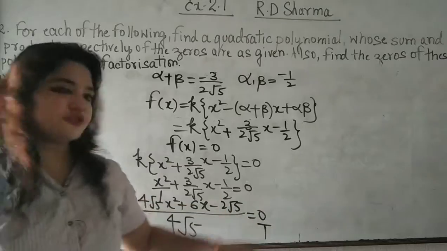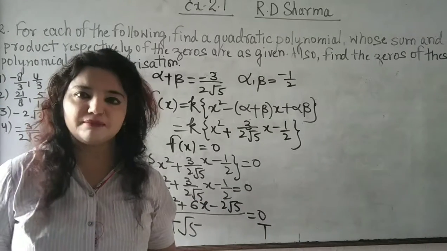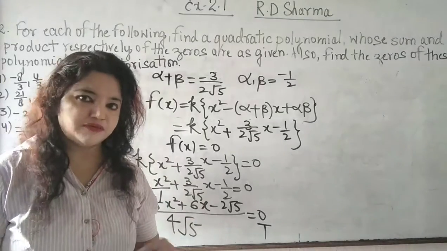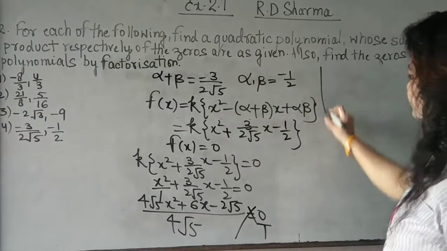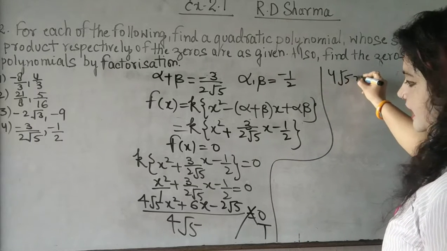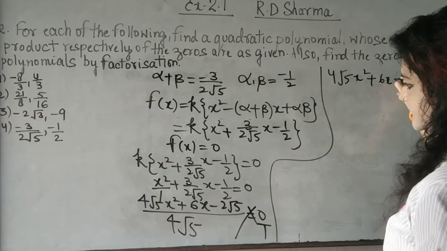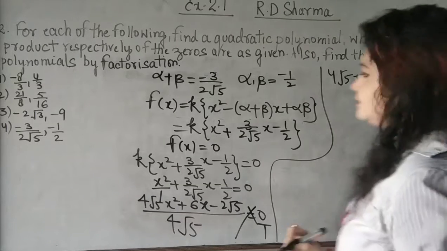So 4√5 into 0 will become 0. And all these terms will be multiplied 1 by 1, so we get all the same terms. After cross multiplication, we will get 4√5x² + 6x − 2√5 = 0.